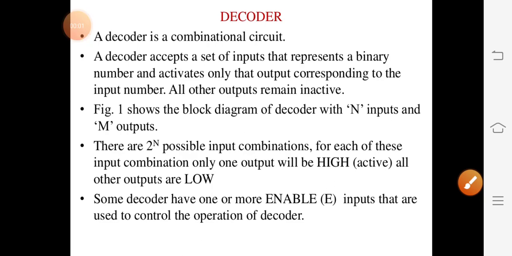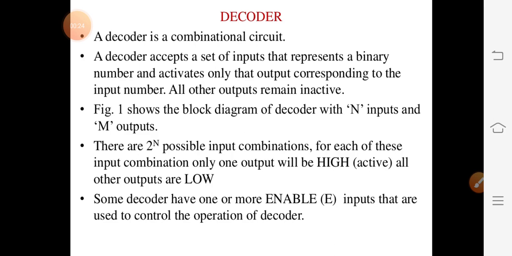Good morning, students. Today, we are going to start the new topic, that is decoder. In the previous video, we have discussed the first application of logic gate, the encoder, and the working of encoder is to convert the readable data into its non-readable form. Now, decoder is just the reverse form or the inverted form of encoder.